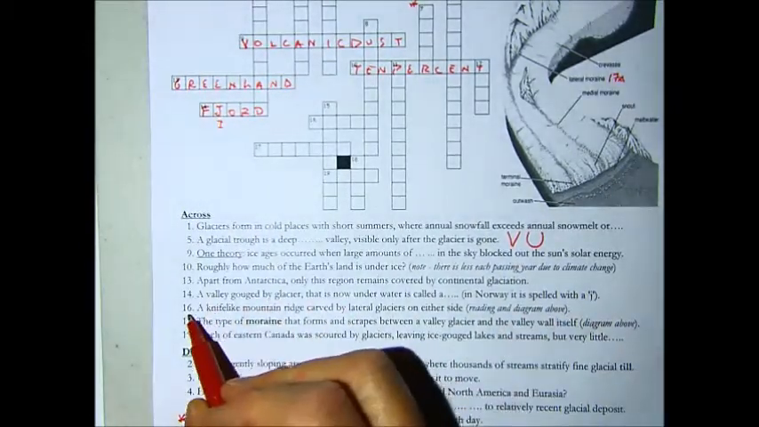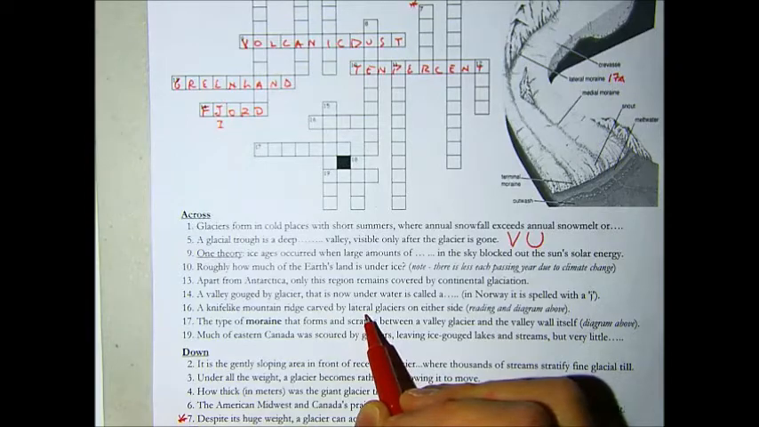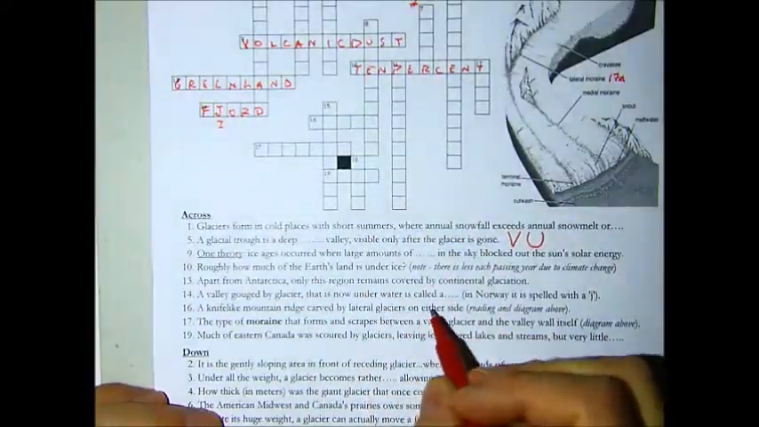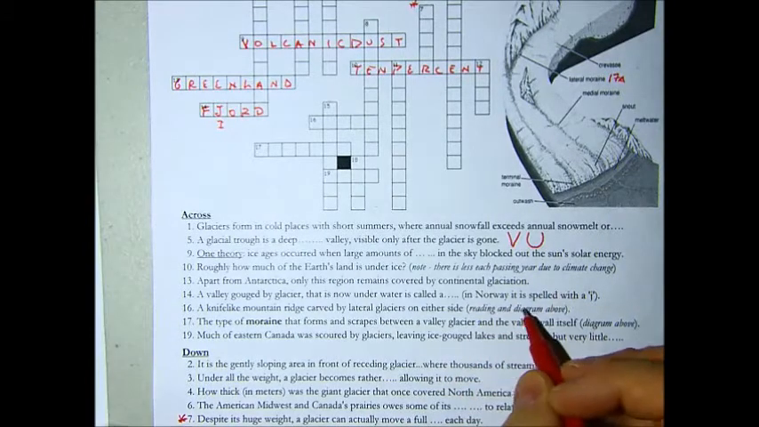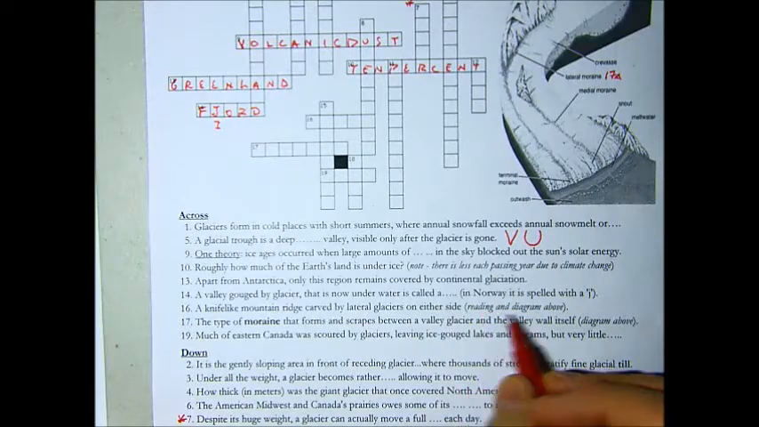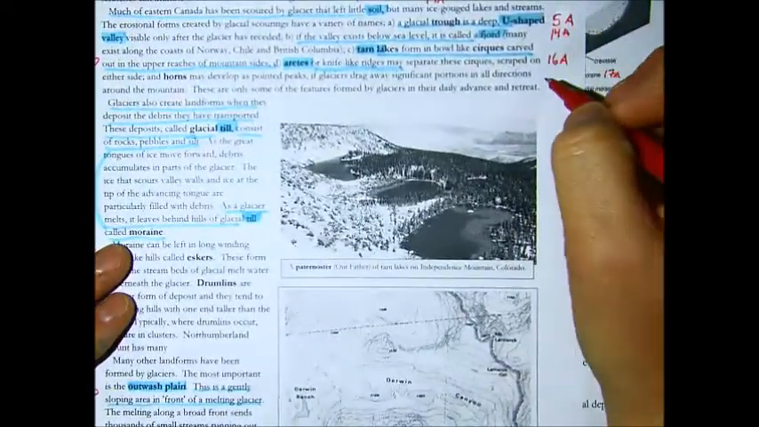16, a knife-like mountain ridge that is carved by lateral glaciers. Lateral is on the sides, on either side. And here it is suggesting you can get this from the reading or the diagram above. So let's go for the reading first. We're looking for 16. I got it marked out here, 16.